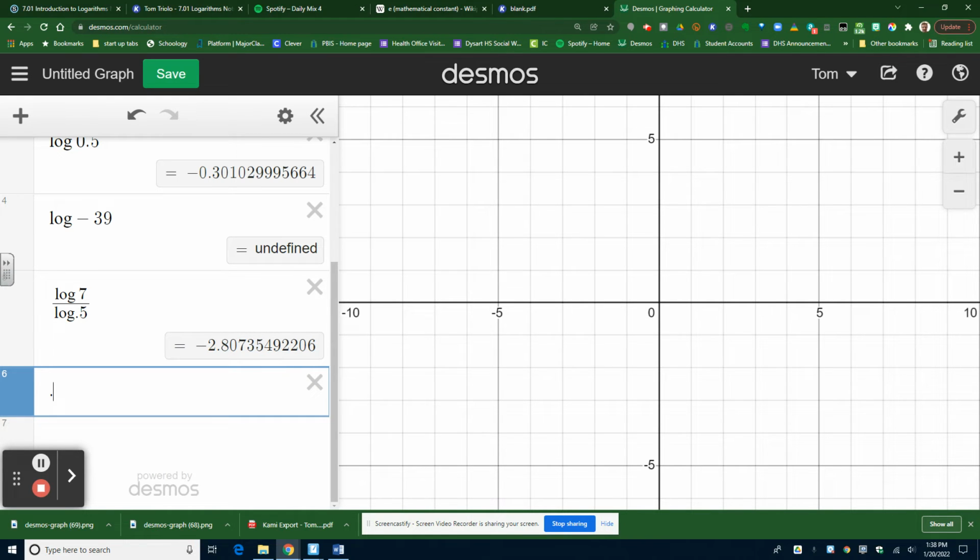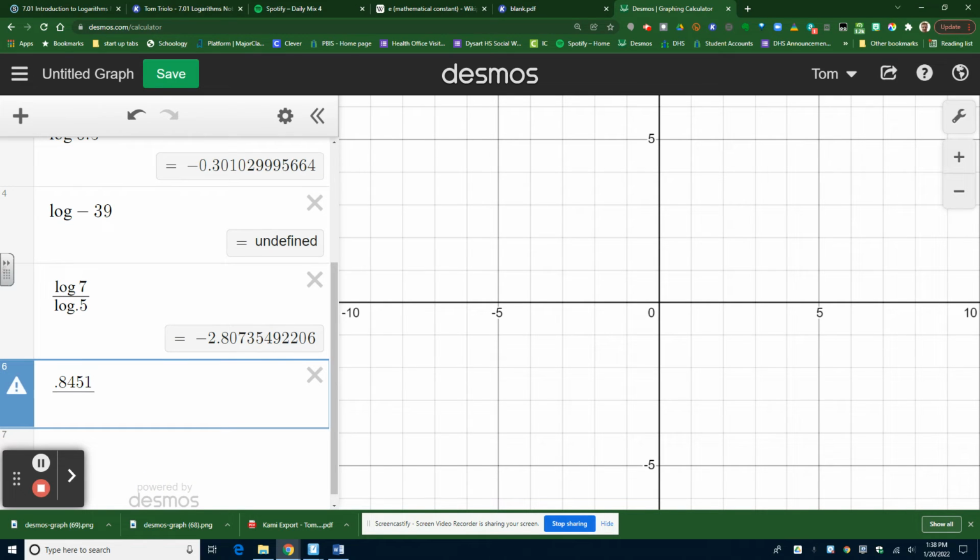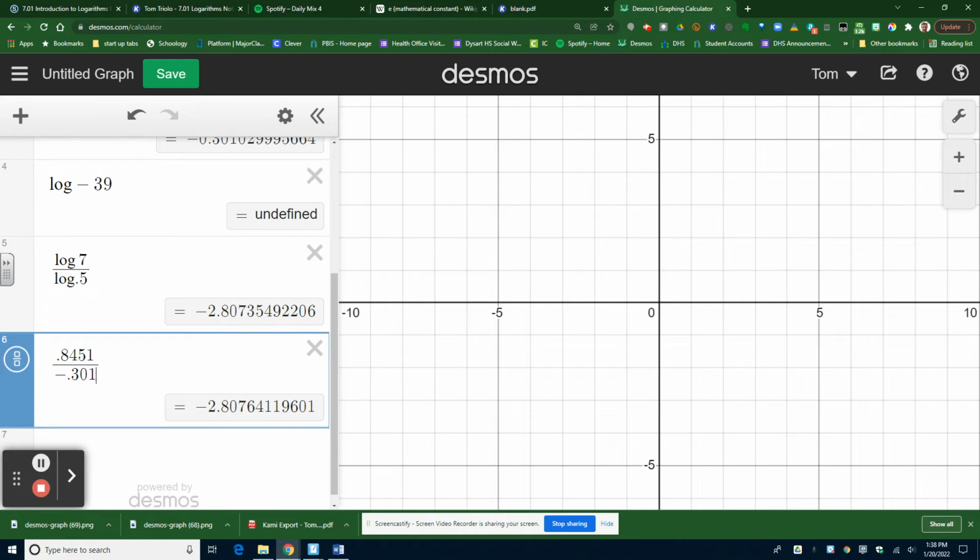So we had 0.8451, right? Yeah. Divided by negative 0.301. So I'm accurate to within about 3 10,000ths. Okay? Because it's not until I hit that 4th decimal, which is the 10,000th place, where I'm off. And who knows? Sometimes it makes a difference and sometimes it doesn't.